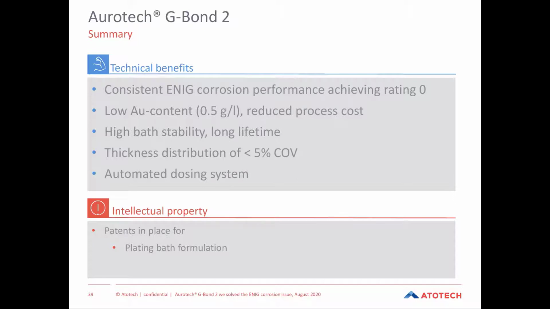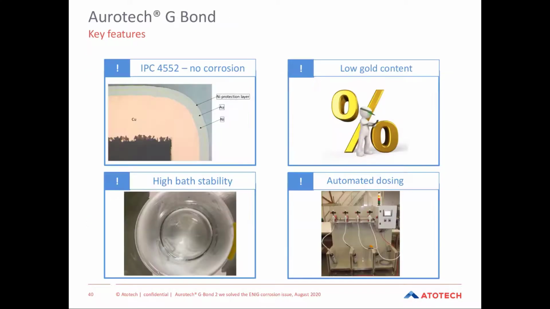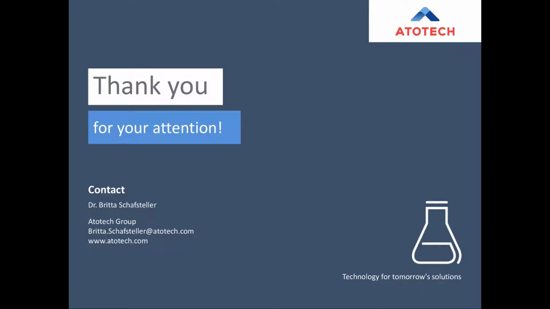For the plating formulation, we have patents in place. This final slide is really to wrap up the major benefits of the bath: that we have no corrosion, and that we can fulfill the IPC 4552 in the current and in the future versions, that we can operate with a low gold content to save some money and to bring the bath with a high bath stability, and also can provide the equipment to support the process and to ease the maintenance for this process. And with that, I thank you for your attention, and looking forward to the questions.